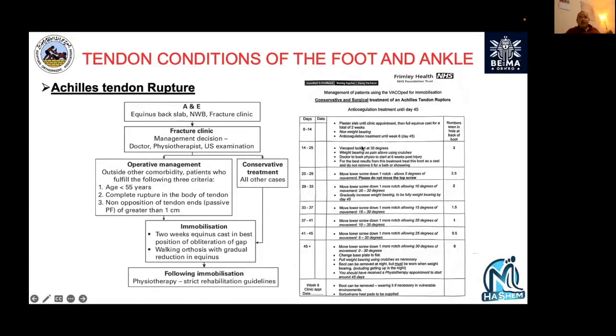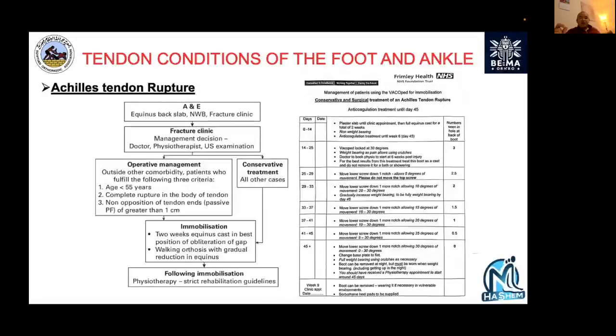Then from 2 weeks onward, he is in a vacuum boot, and this boot has wedges in the back. It starts with 30-degree plantar flexion, and the patient starts to weight bear as normal. Then I book him to physiotherapy to see him at 6 weeks from the injury time. Then the plaster technician or the physiotherapist, or whoever in your hospital, or the Achilles tendon podiatrist, teaches the patient how to reduce the angle of plantar flexion.